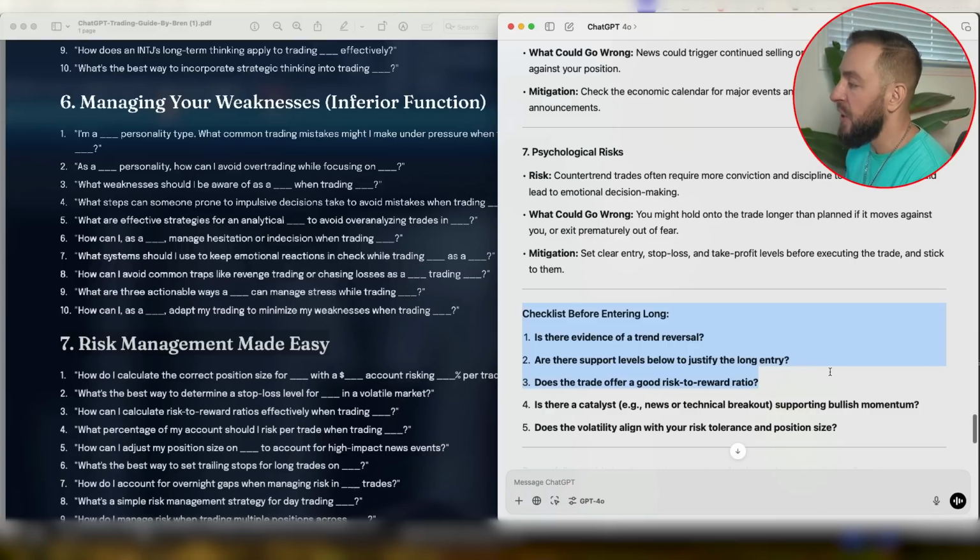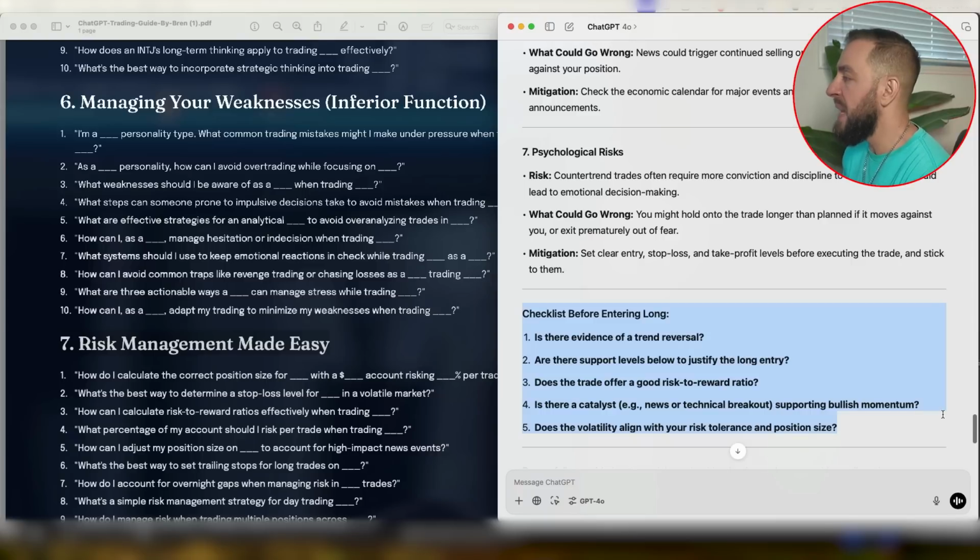3, does the trade offer good risk to reward ratio? We'll just go for 1-to-1 risk to reward. So we'll make sure that it does. 4, is there a catalyst supporting bullish momentum? Yes, it is the end of the week. And on Fridays, there's often big reversals because of profit taking. That's a known thing. 5, does the volatility align with your risk tolerance position size? Yes, we'll just go with 1 contract and leave it at that.